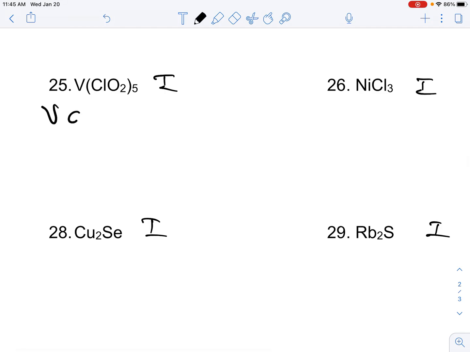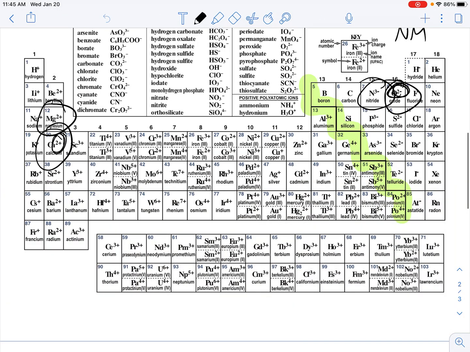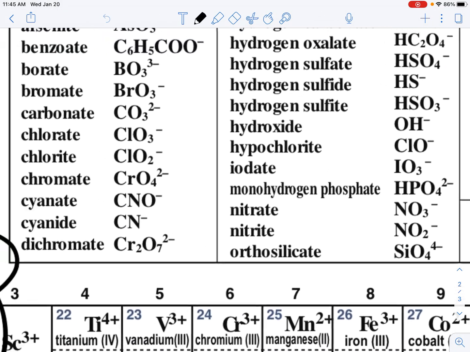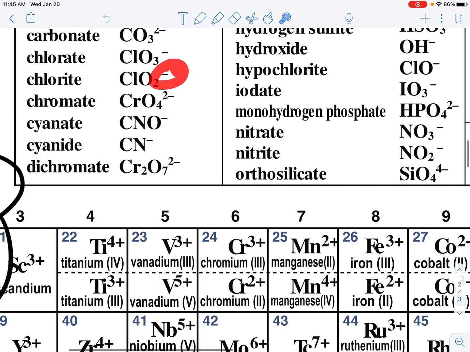V is vanadium. When I look at the periodic table, though, I see vanadium can form a +3 or +5. Okay, so then I have to figure out what ClO2 is. So as an example, if I go back to my periodic table here, ClO2 is right here. It's chlorite. Okay, so it's a -1 charge, which means vanadium is going to be a 3 or 5 right here.